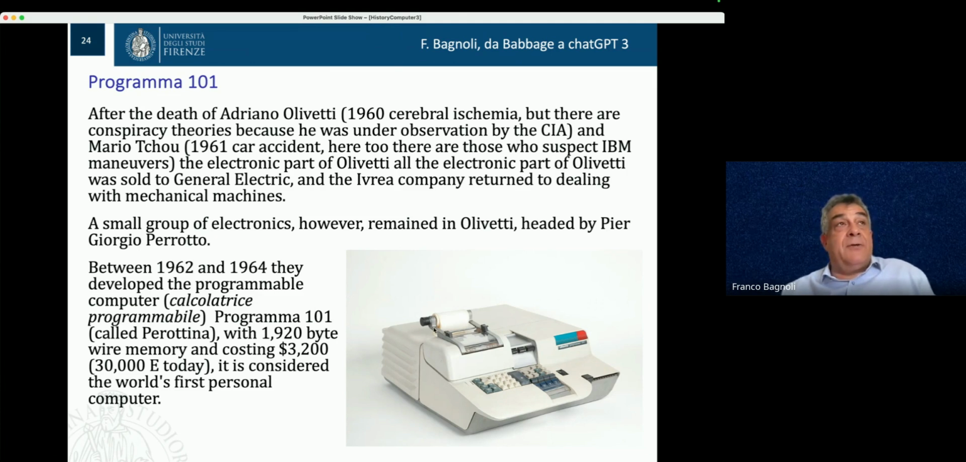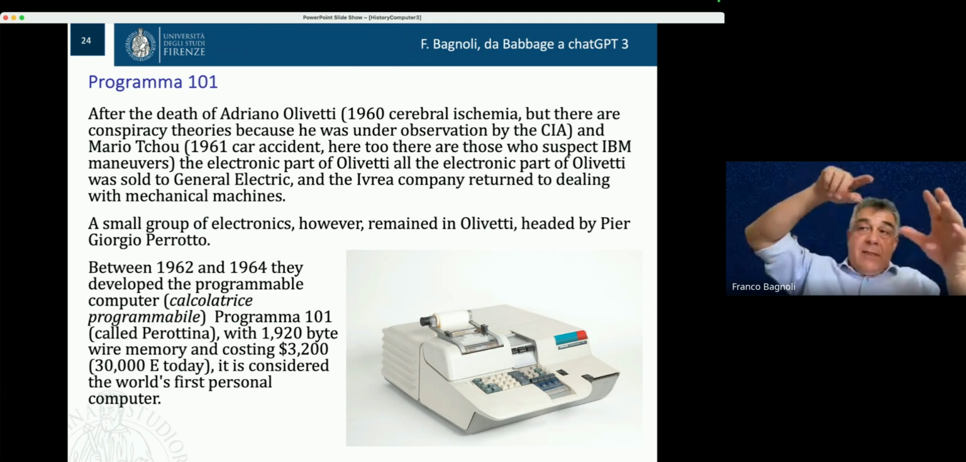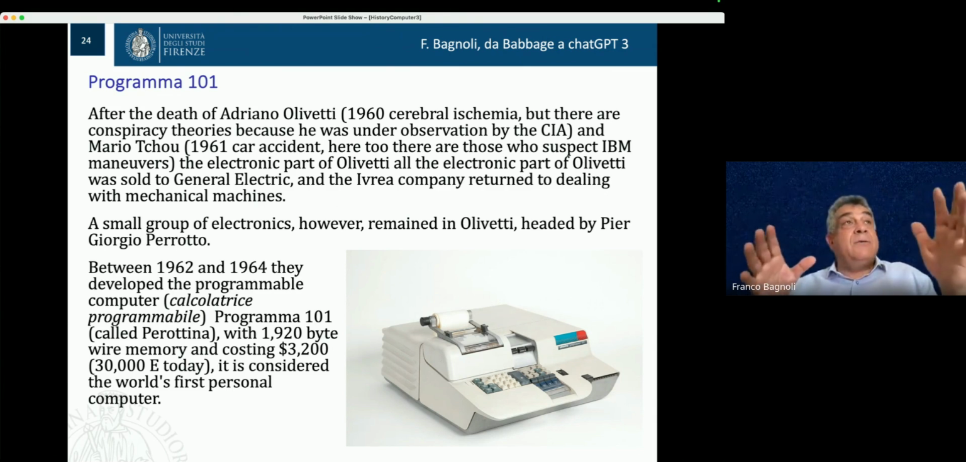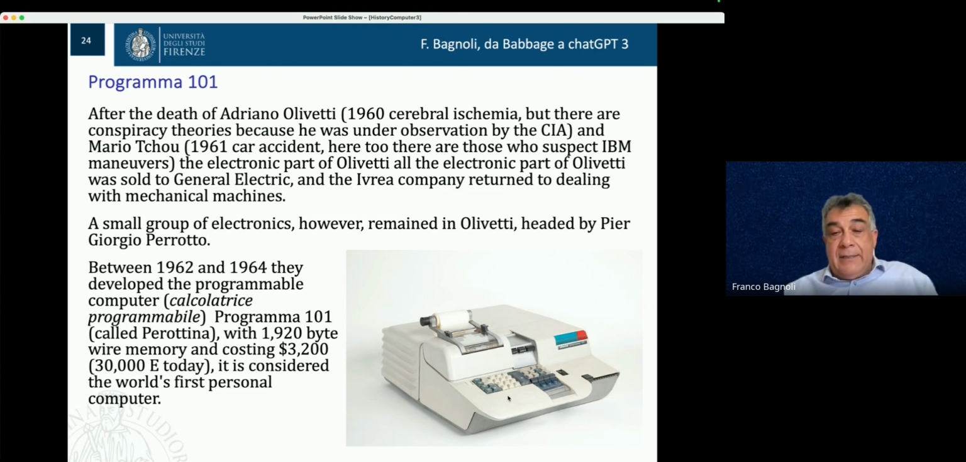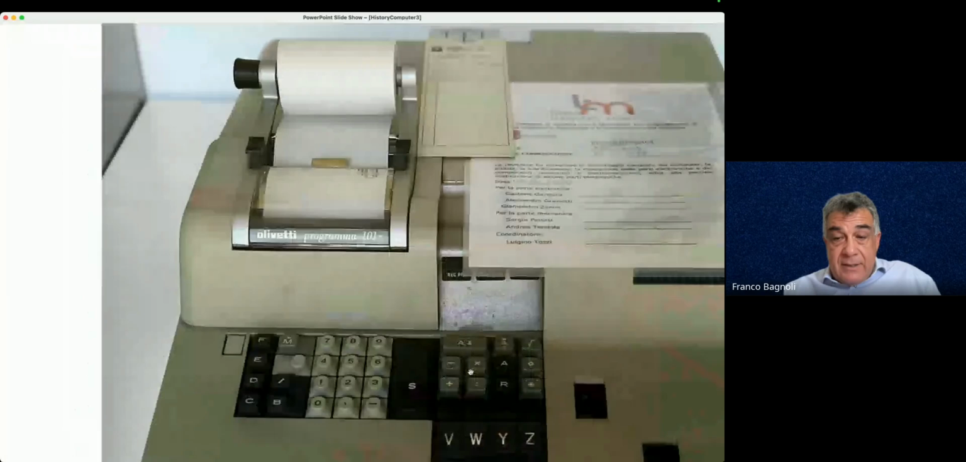It used for the central memory a rounded wire that had a delay line containing about 1,000 bytes, with a time of about 1 millisecond from the start to the end. And then it had a programming language, which was essentially numeric, and used a certain number of symbols. So you can see here.